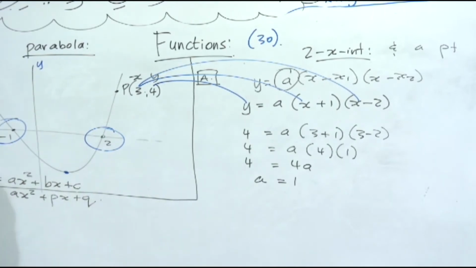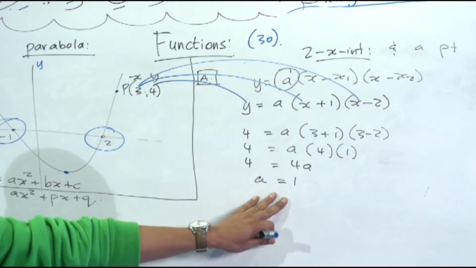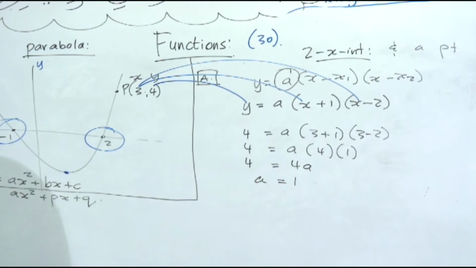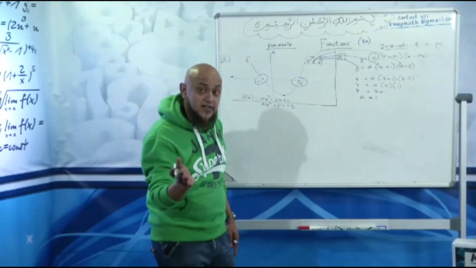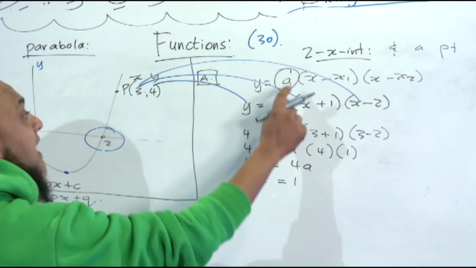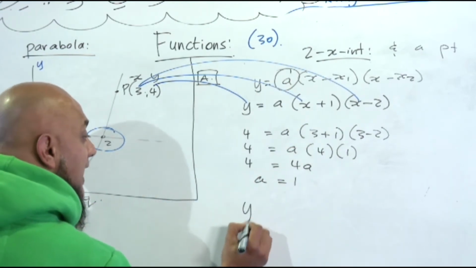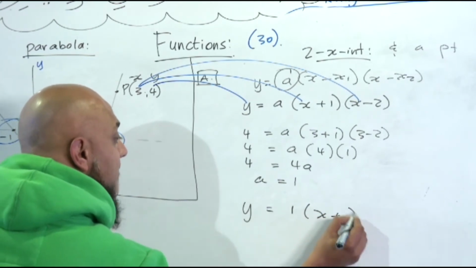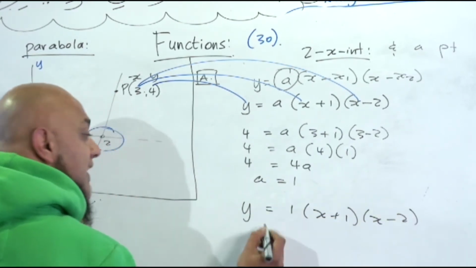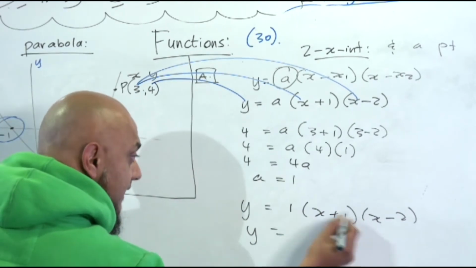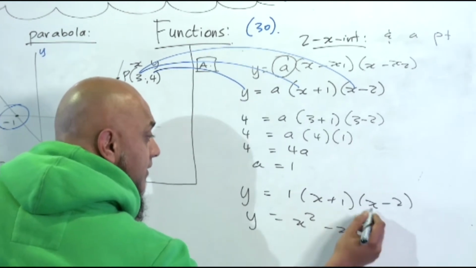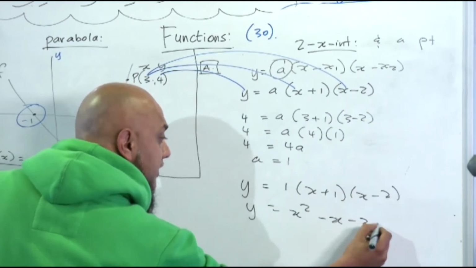In this case, hear me out, it's purely coincidental. This a value could be a fraction. It could be half, it could be a quarter, it could be minus 2. Doesn't make a difference. We now take this a value and plug it back into there. So we say y is equal to, in this case, 1 into x plus 1 into x minus 2. In this case, 1 times anything will still stay the same: x squared minus x plus 1x minus 2x, minus x minus 2.